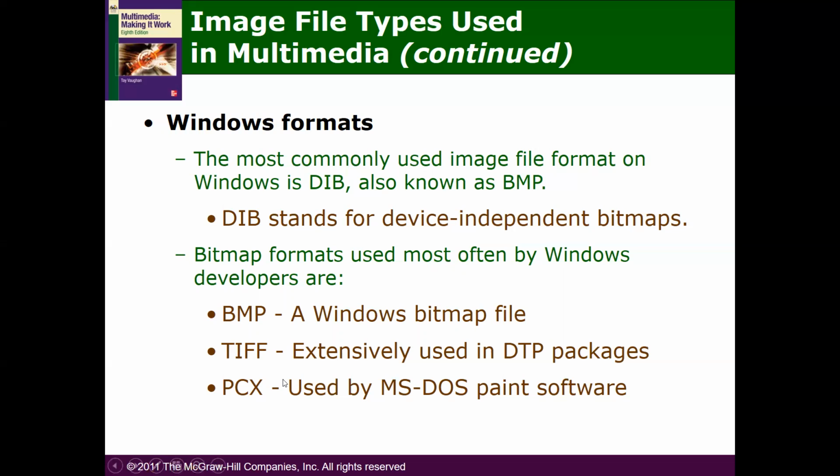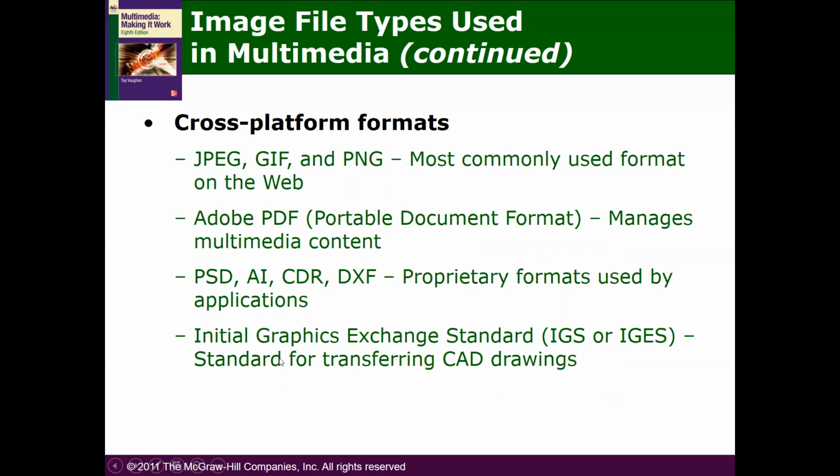JPEG and those other formats are cross-platform formats: JPEG, GIF, PNG. That means they can be used in any of the operating systems. Adobe PDF also manages multimedia content. When you're using Photoshop, you can always save your image in PDF format. So that's cross-platform. It can be used in Microsoft Windows or in Apple Macintosh as well.